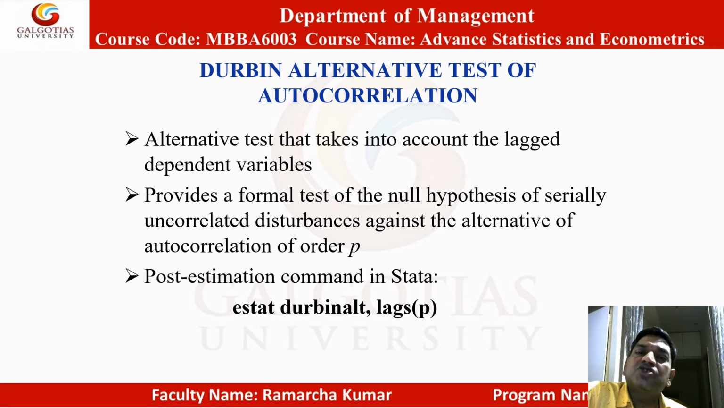Durbin's alternative test of autocorrelation. This alternative test takes into account lagged dependent variables and provides a formal test of the null hypothesis of serially uncorrelated disturbances against the alternative of autocorrelation of order p. Post estimation command in Stata: if you are using Stata software, the command will be estat durbinalt, comma, lags in parentheses p.